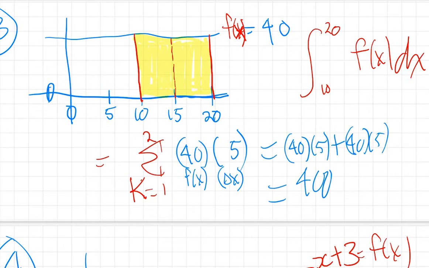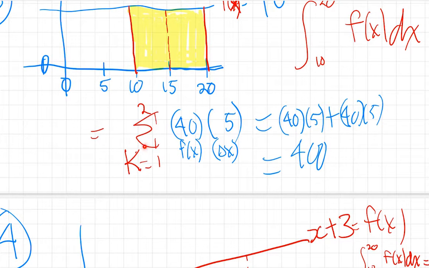Like say we wanted to do it with 2 rectangles. Okay, 2 rectangles. So I'm going to have my k value as the rectangle number. So this is the first rectangle. That's the second rectangle.